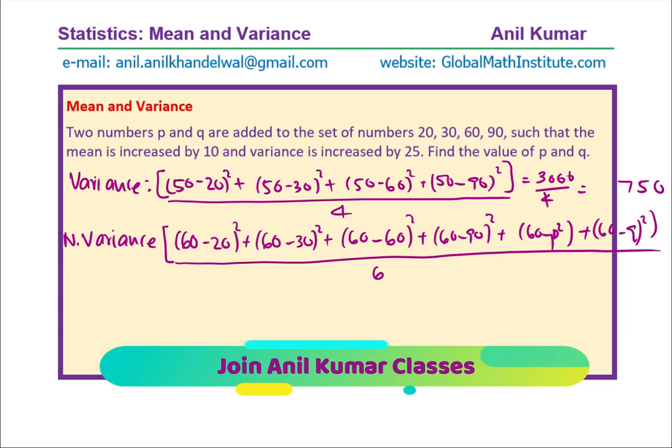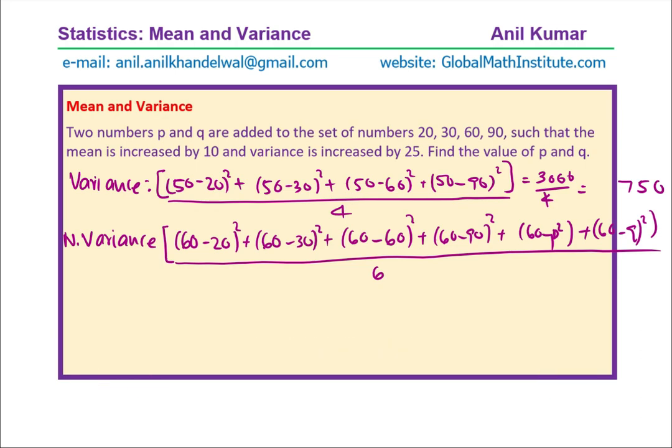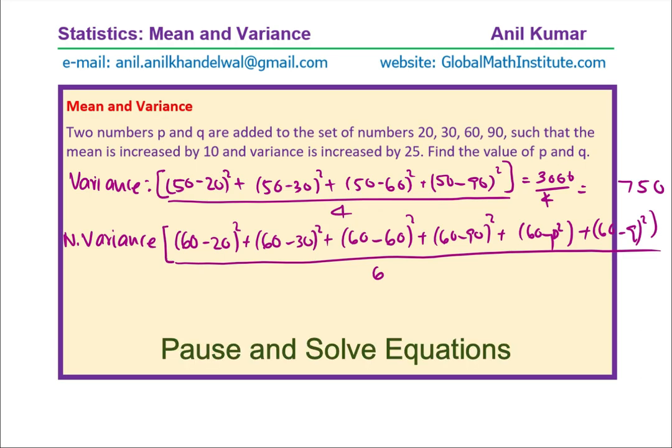So that becomes the new variance, and we know the value of the new variance increases by 25, right? So the old variance of 750 will now be increased by 25, and so we have a relation here. So it will be 775. So this is equal to 775. You get the idea. So now you have another equation in which we have p square and q square involved.